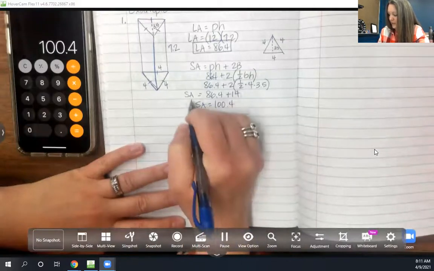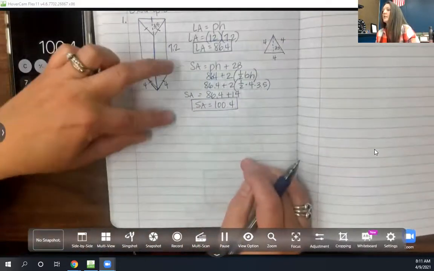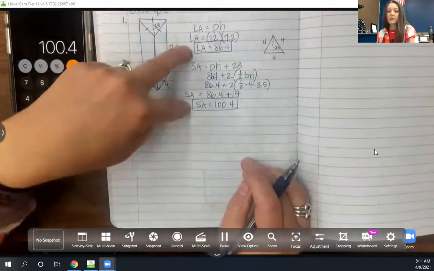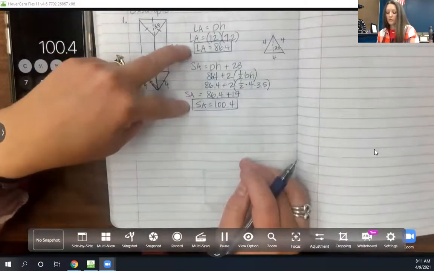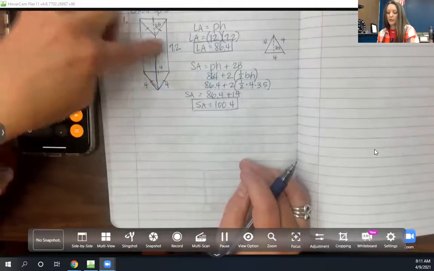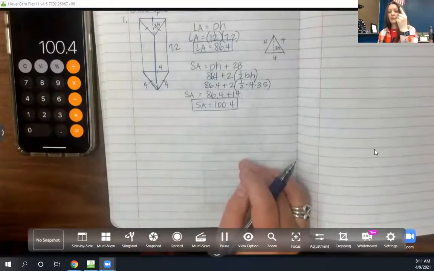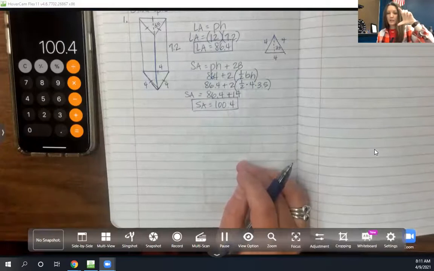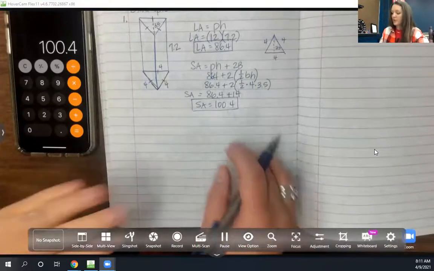Now we can think about reasonableness, right? Is it reasonable for my surface area to be larger than my lateral area? Well, yes, of course, because my lateral area is only the area of the sides around it, right? And my surface area is the sides around it plus the top and the bottom. All right, let's do one more.